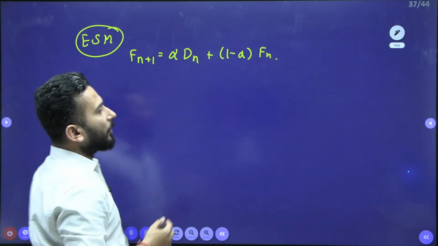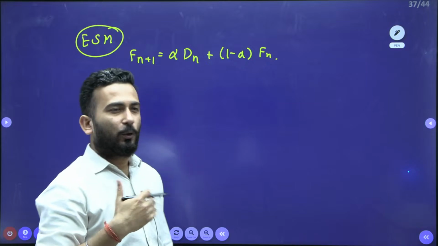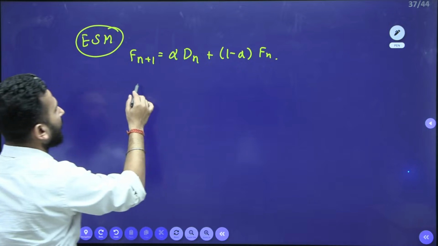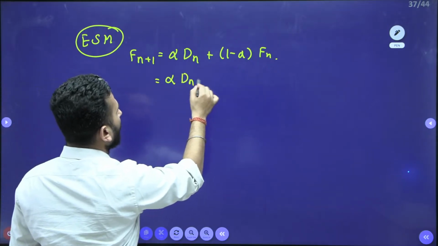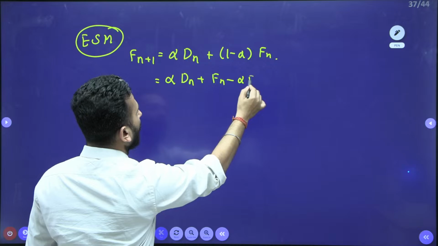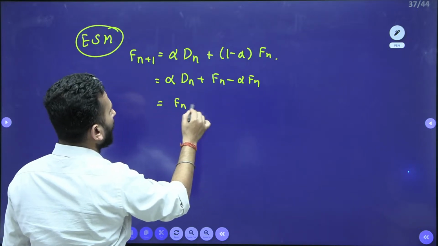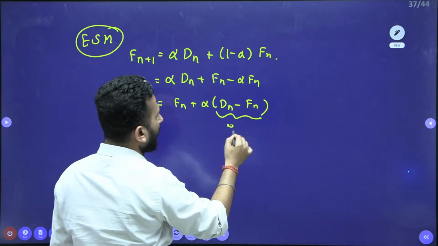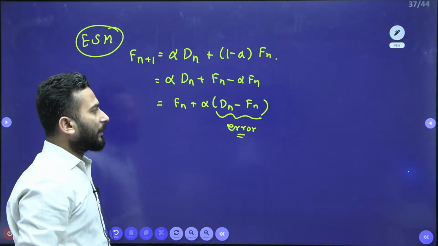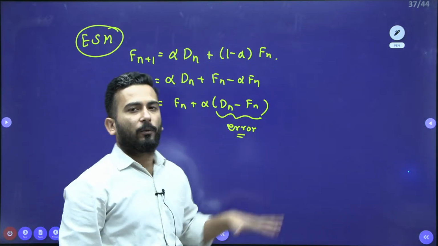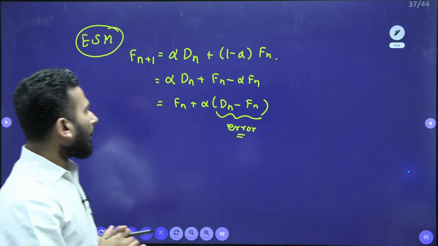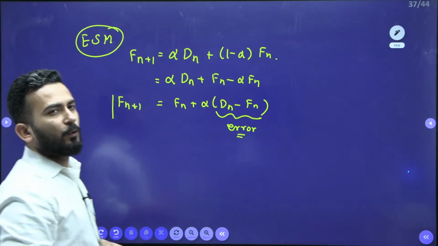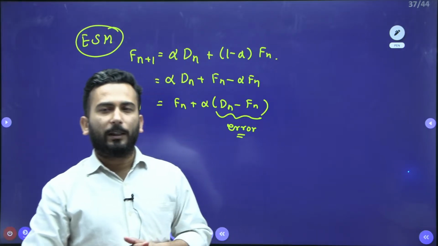Alpha is the exponential smoothing factor, a value between 0 and 1, and D is the demand for the previous period, F the forecast for the previous period. You can also write it this way: alpha Dn plus (1 minus alpha) Fn, which is Fn plus alpha (Dn minus Fn), and that is nothing but your error for the previous period. So Fn plus alpha into the error for the previous period. You can also write Fn plus 1. So there are two formulas, and you can use either of them, my dear friends.